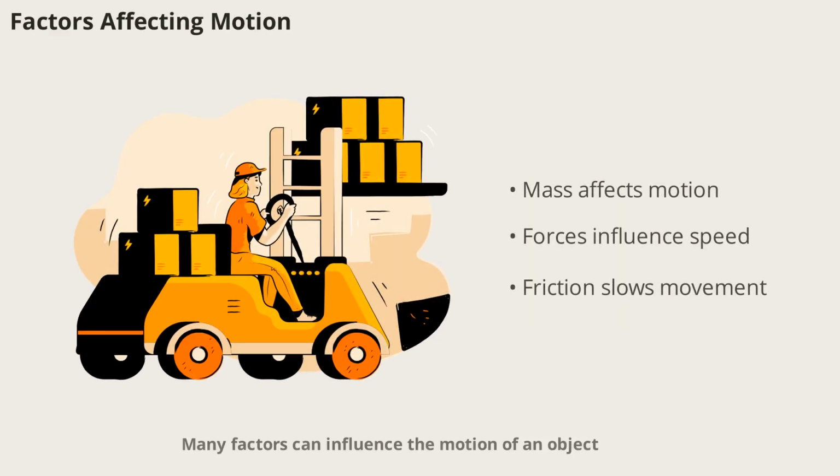Many factors can influence the motion of an object. These include the object's mass, the forces acting on it, friction, air resistance, and even the surface it moves on. For example, a heavier object requires more force to move, and a rough surface increases friction, slowing things down.